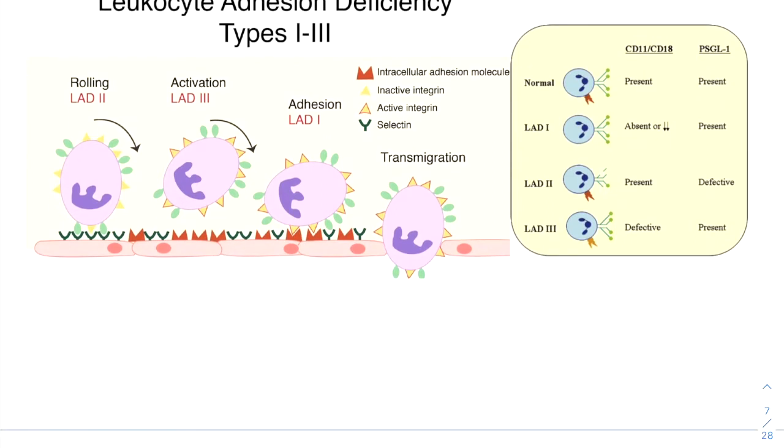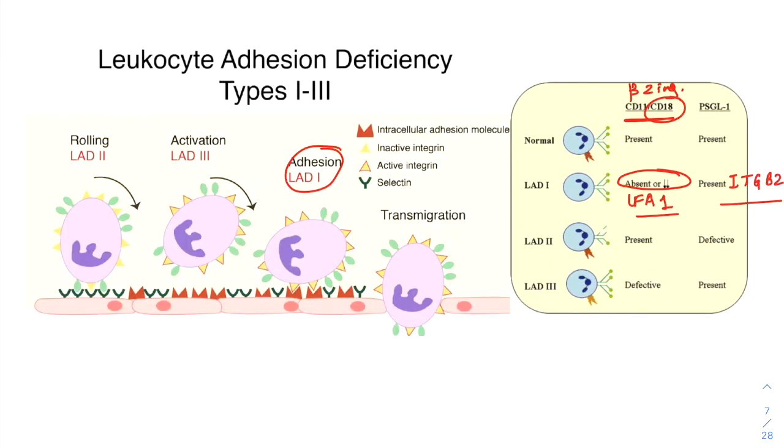Type 1 is in which there are mutations in the CD18 gene, resulting in defective or deficient beta-2 integrins, which leads to a defect in the adhesion of the leukocytes to the endothelium. This results from a mutation in the ITGB2 gene, which encodes the beta-2 integrin family.